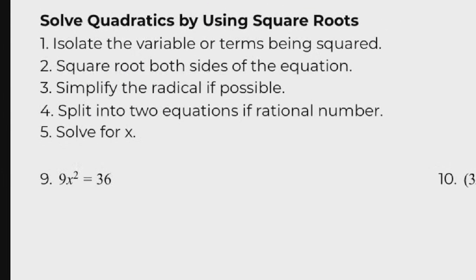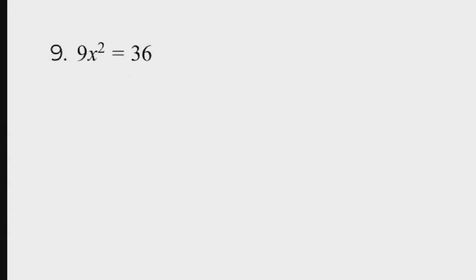The next method is using square roots. So first you want to isolate the variable or terms being squared. Square root both sides of the equation, simplify the radical if possible, split into 2 equations if it's a rational number, and solve for x.